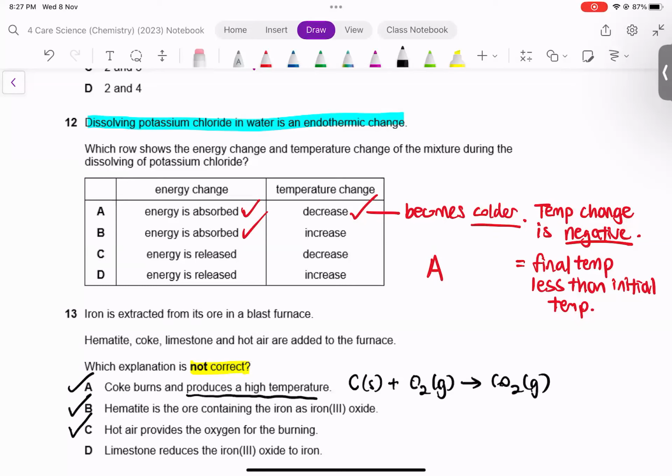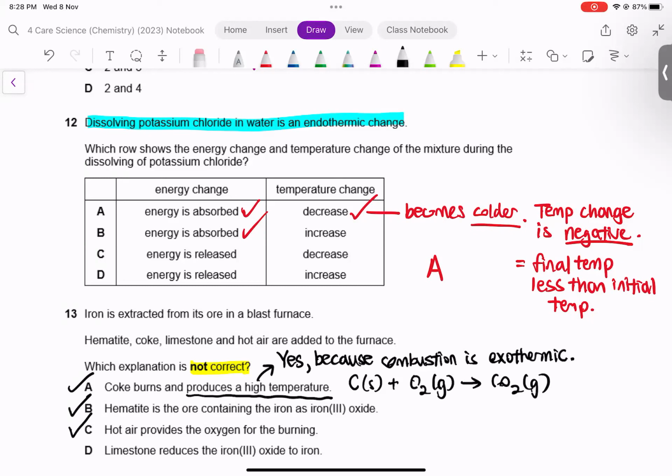However, many students will be confused at the second part. Does this produce a high temperature? And the answer is yes. Why does the burning of coke, C plus O2 form CO2, produce a high temperature? This is because combustion is exothermic.